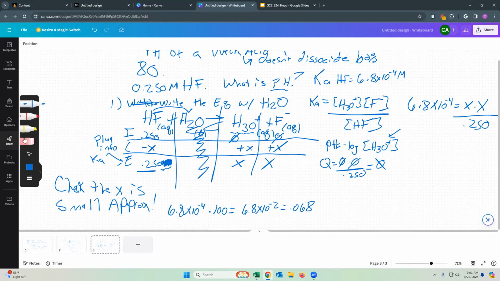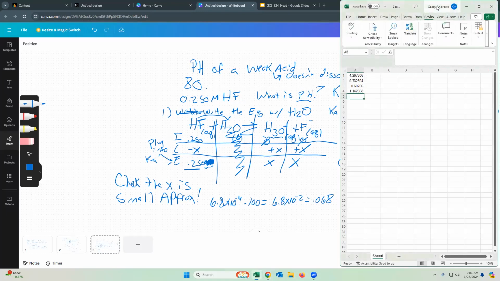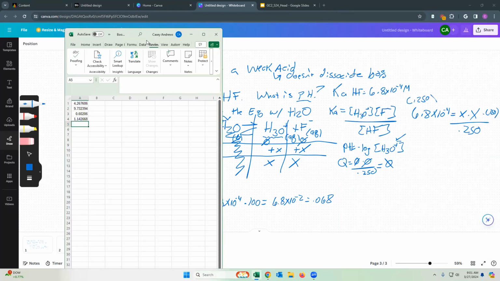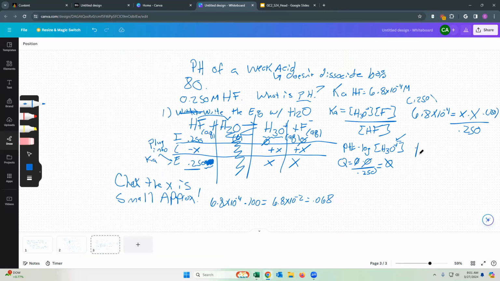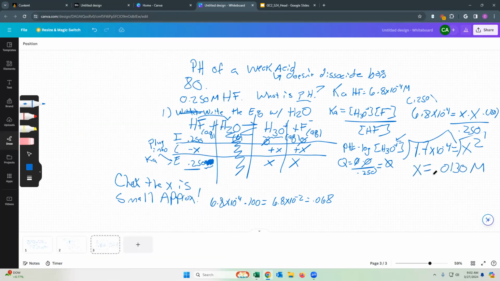All right, so I need to multiply each side by 0.250. So when I do that, pull up my calculator. 6.8 times 10 to the minus 4 times 0.250. We have 1.7 times 10 to the minus 4 equals x squared. X times x is x squared. Square root each side. X equals 0.013 molar. X equals 0.0130 molar.